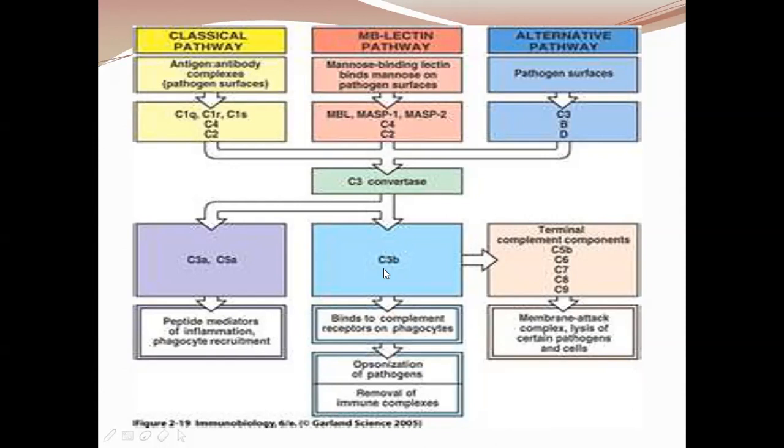Then there is another pathway from C3 convertase of these three major pathways. It will result in the formation of C3b, which binds to the complement receptors on the phagocytes, leading to opsonization of the pathogens and removal of the immune complexes. Later on, C3b will result in the formation of terminal complement components like C5b, C6, 7, 8, 9, and these in turn will form the membrane attack complex, and lysis of certain pathogens and cells will occur. So these are the various pathways implicated with the complement system.